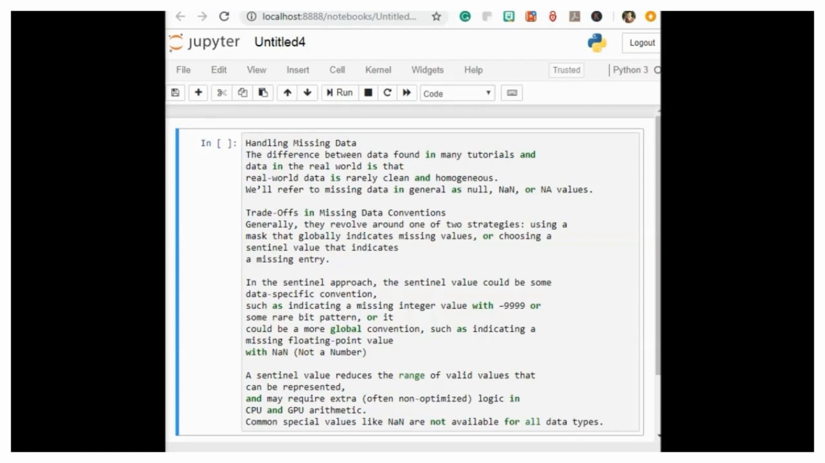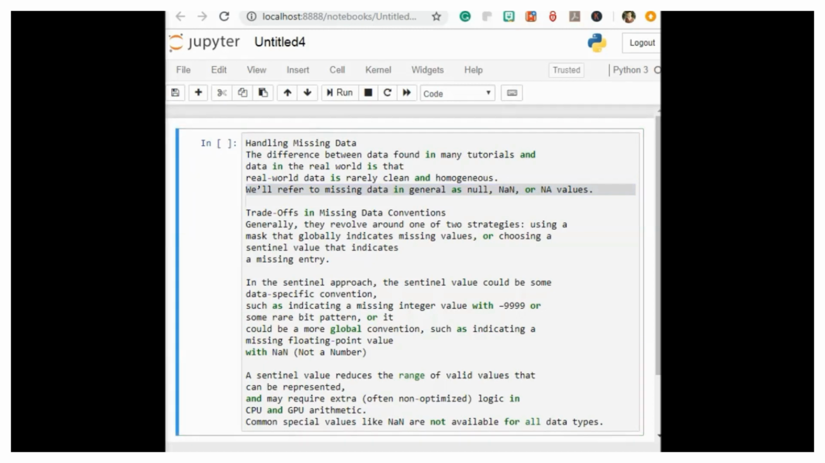In this lecture and in a couple of lectures, we will discuss some general considerations for missing data, discuss how Pandas chooses to represent it, and demonstrate some built-in Pandas tools for handling missing data in Python. Here and throughout the course, we'll refer to missing data in general as null, NaN, or NA values.